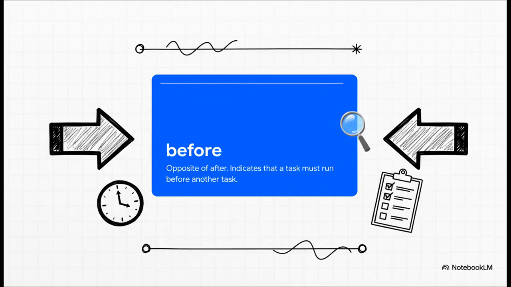All right, this one's easy. Before is, you guessed it, the exact opposite of after. It's just another way to define the sequence of your tasks. In this example, you're making dead sure that the validate task has to finish up before the process task can even think about starting.